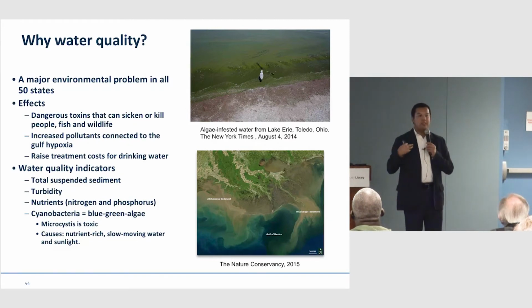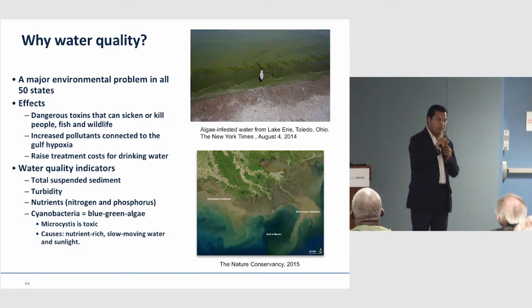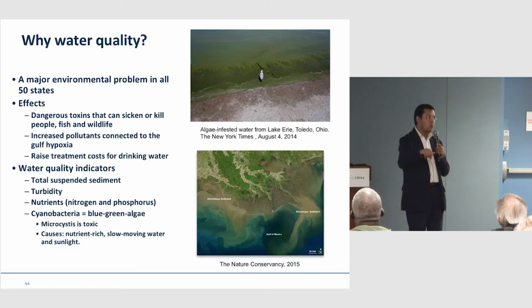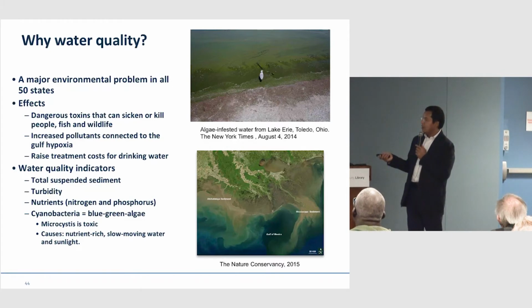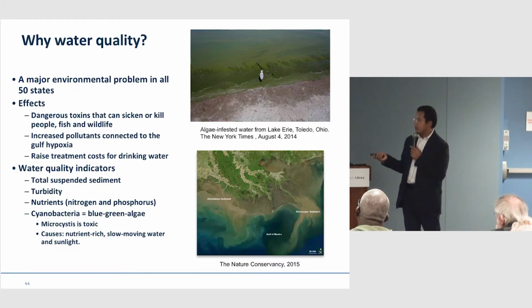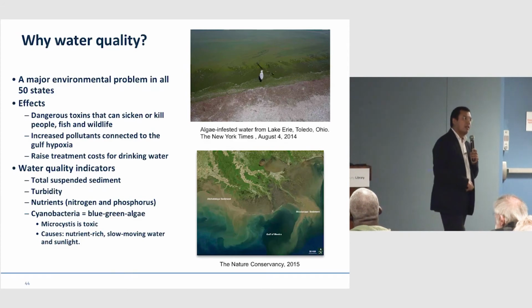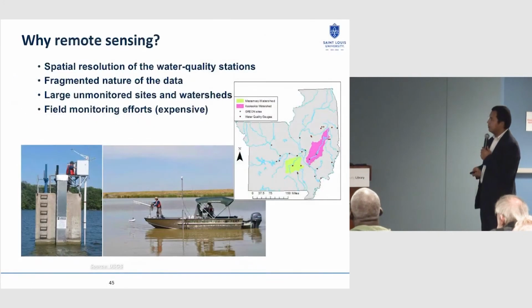So when we study water quality, we look at a number of things like suspended sediments, like when you see suspended sediments, it's like dirt in the water, right? And then other things that are hard to see, like nutrients, phosphorus and nitrogen, and also cyanobacteria or blue-green algae. Some species of cyanobacteria are toxic, and that's an issue for our health too.